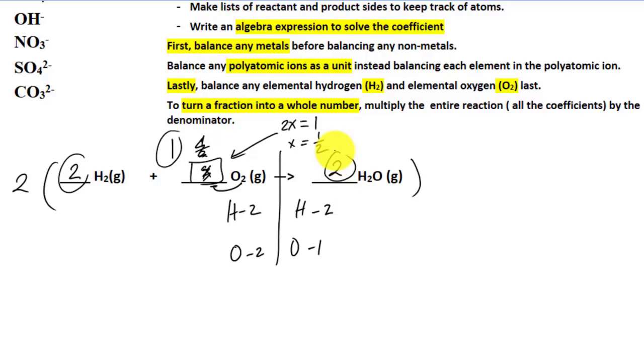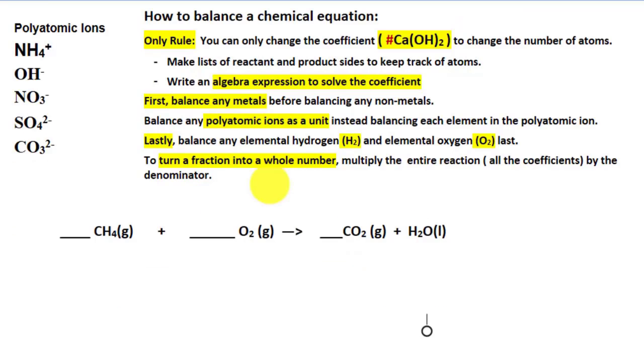And is that right? Well, let's check. 2 times 2 gives us 4 hydrogen, and 1 times 2 gives us 2. And over here we have 2 times 2 gives us 4 hydrogen, and 2 times 1 gives us 2 oxygen. Isn't that easy? Now let's try another easy one.